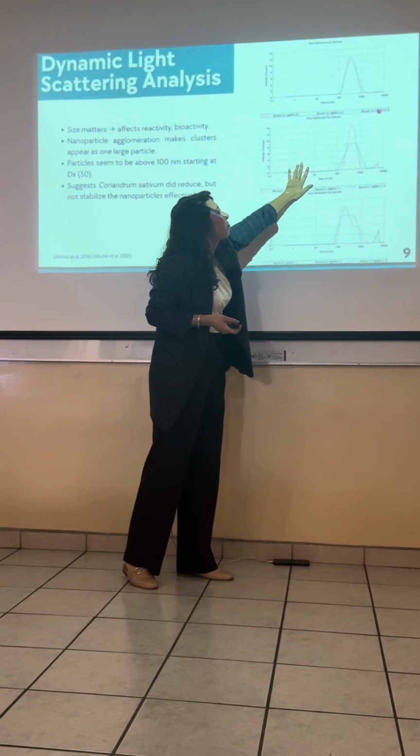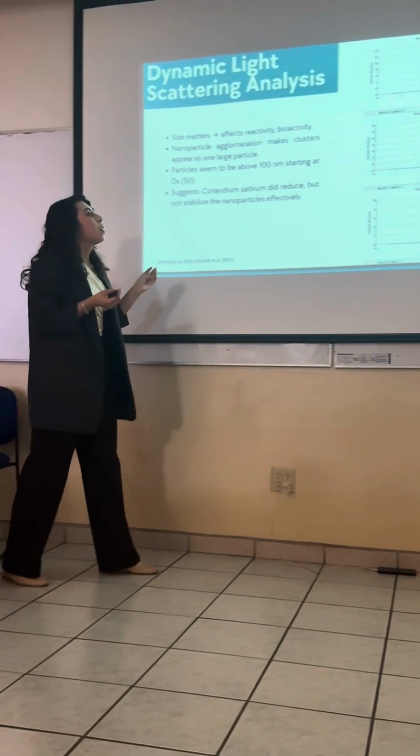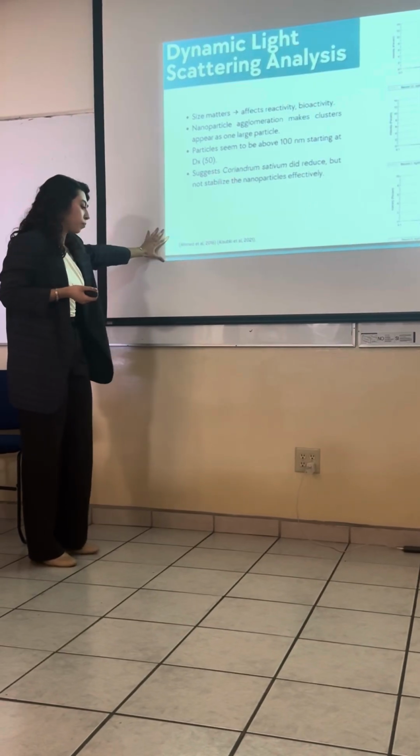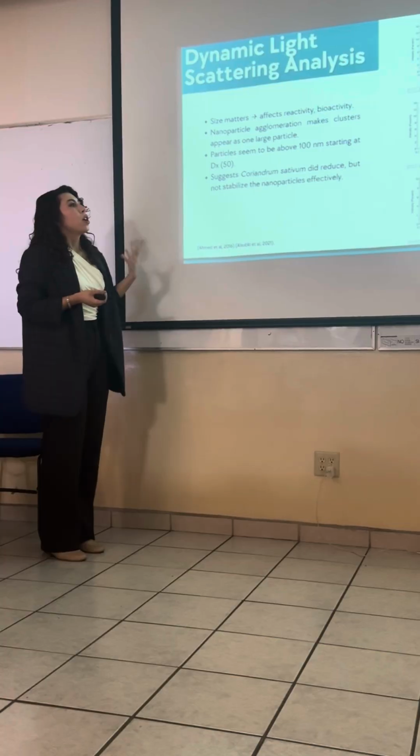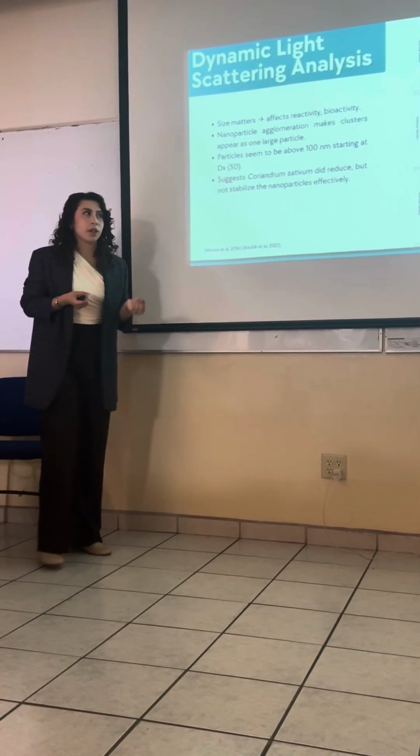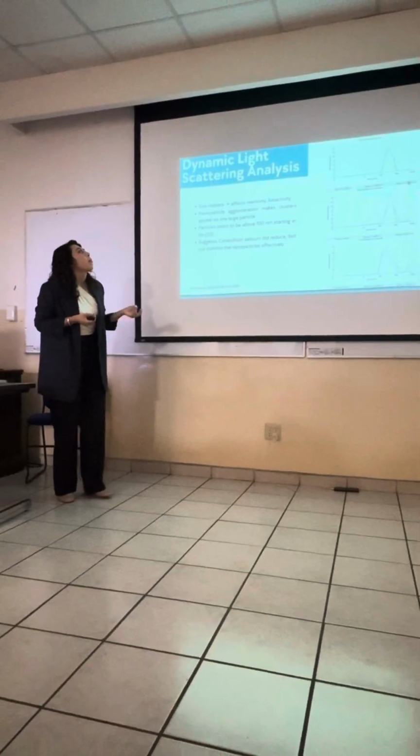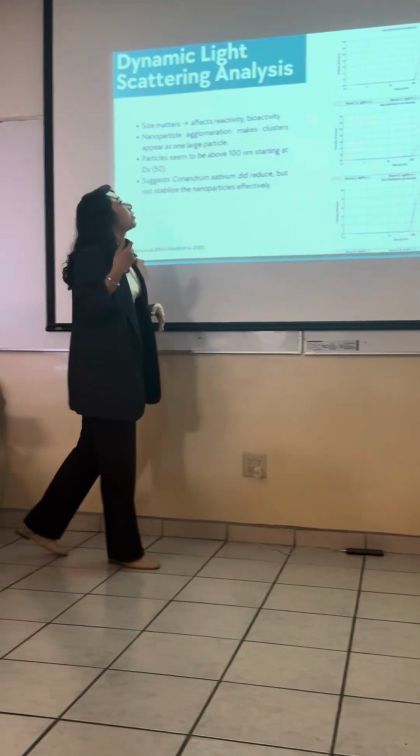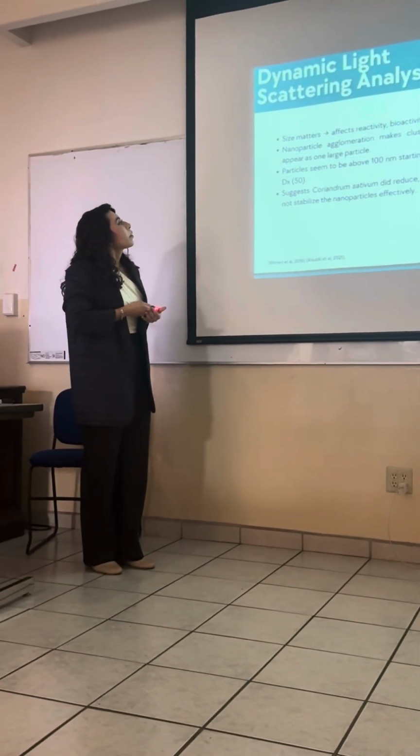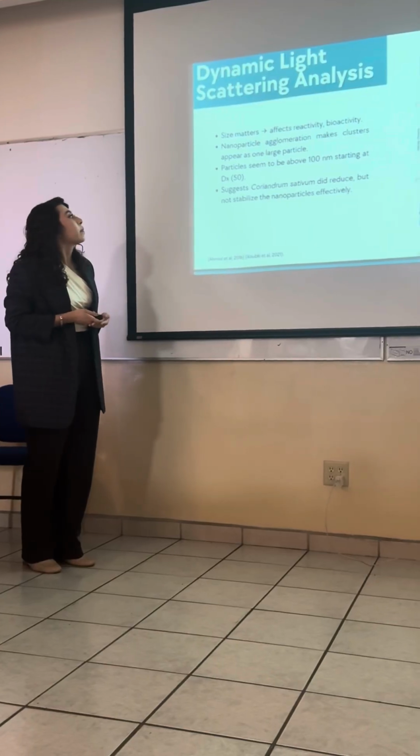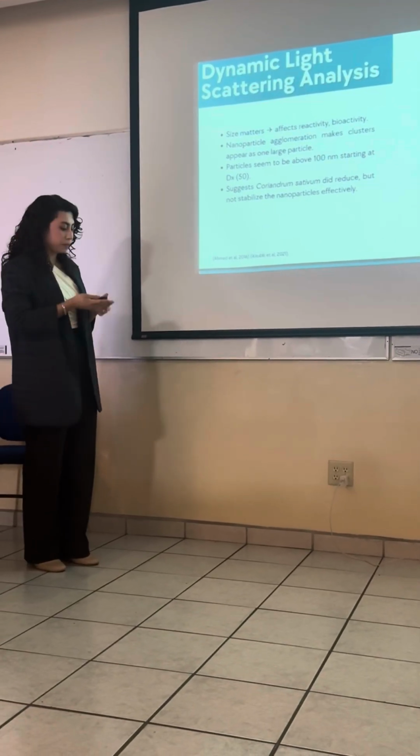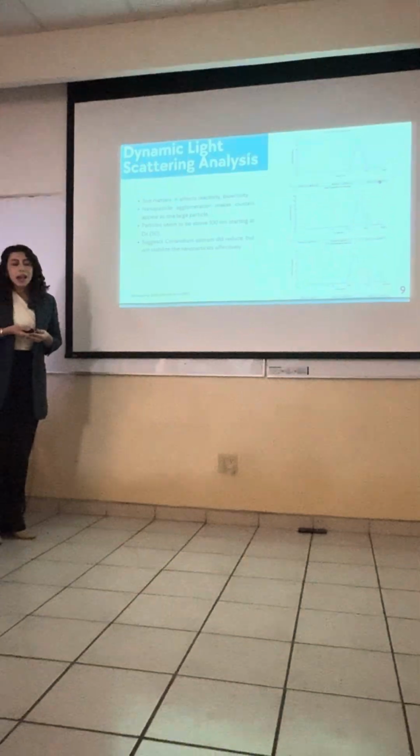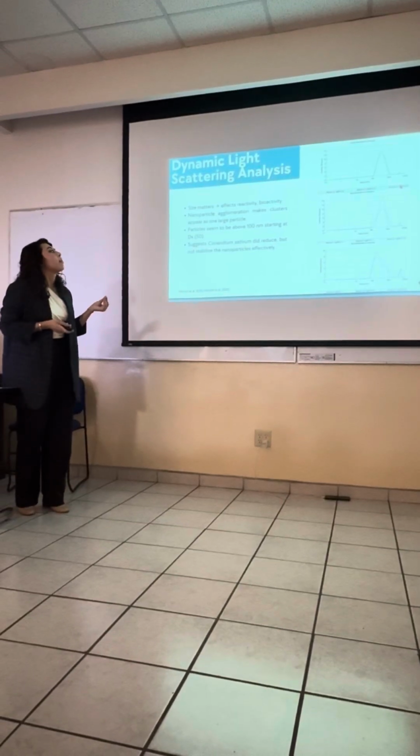So our nanoparticles seem to be above 100 nanometers, and as we saw the color change, we can, according to the literature, assure that there was nanoparticle formation. But what we're seeing right now is that we have particles above 100 nanometers. So this result can suggest that Coriandrum sativum did reduce effectively, but did not stabilize the nanoparticles, as the nanoparticles are starting to agglomerate and make clusters.